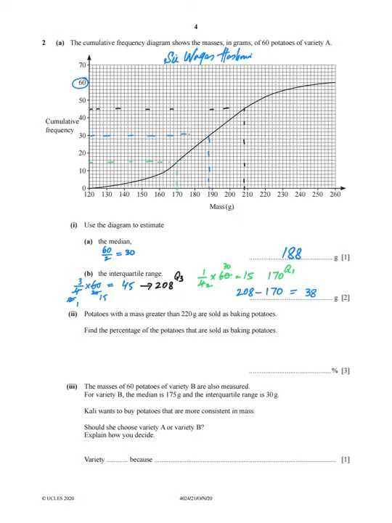Alright, after that, potatoes with mass greater than 220 grams are sold as baking potatoes. Find the percentage of the potatoes that are sold as baking potatoes.